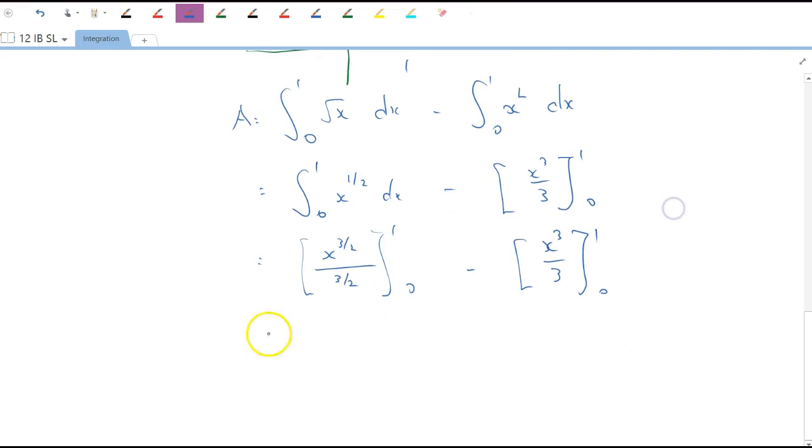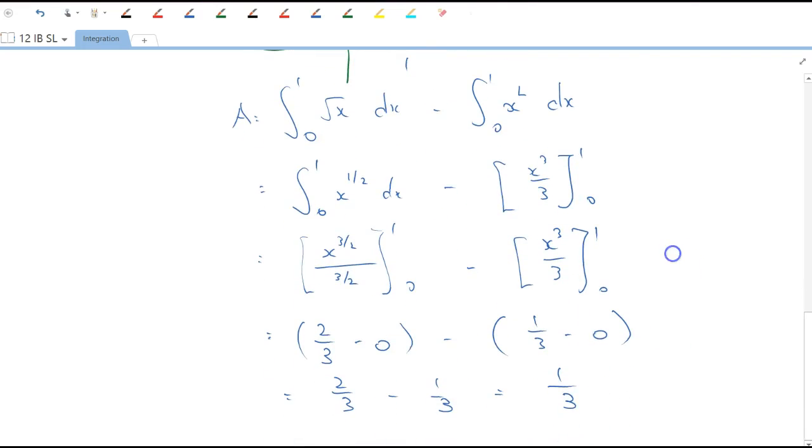Now at 1, this is going to be 1 to the power of 3 and this is 1, so that's 1 over 3 on 2, which is 2/3. And when you put 0 in there, you've got 0, so you've got 2/3 out of that. You put 1 in there, you've got 1/3 minus 0, so you end up with 2/3 minus 1/3, which equals 1/3. So 1/3 is our area between the two curves.